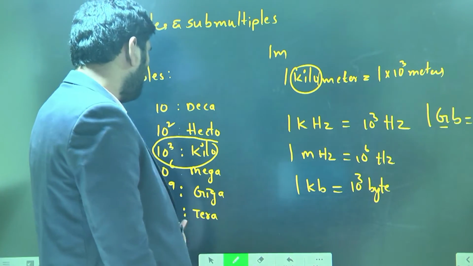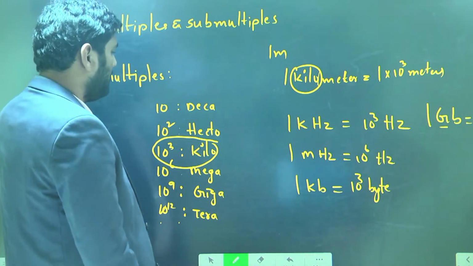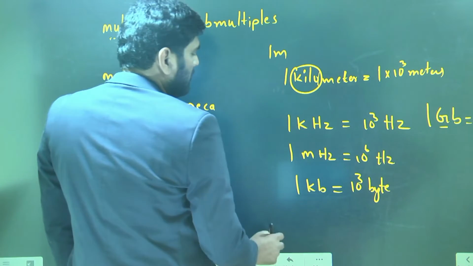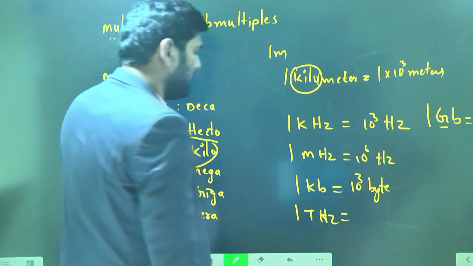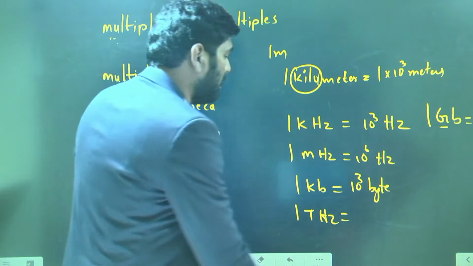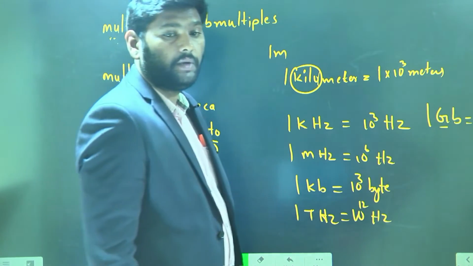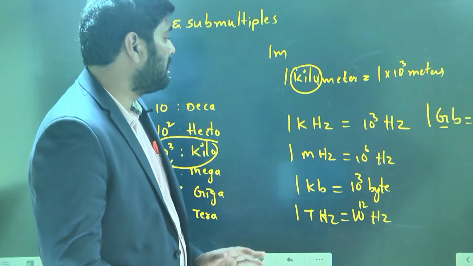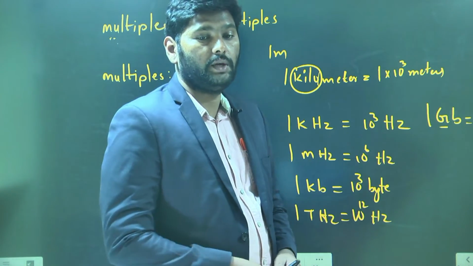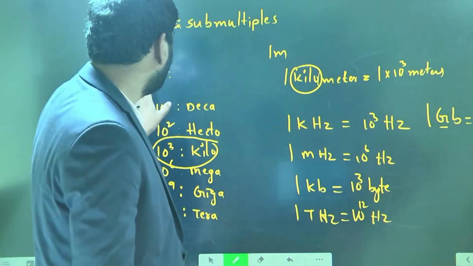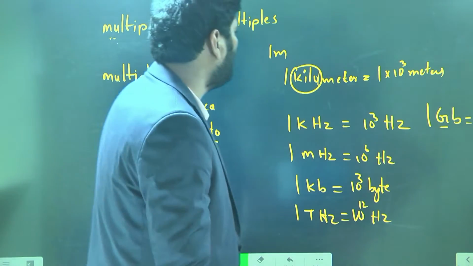Understand? In a similar way, we can apply it in another way, the terahertz. For example, the frequency 1 terahertz. Here tera represents 10 power 12 Hz. This is the way we can use multiples for converting one system of units to another system of units.